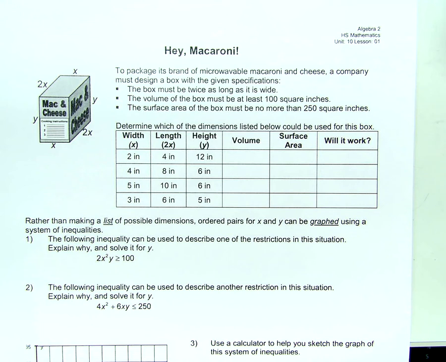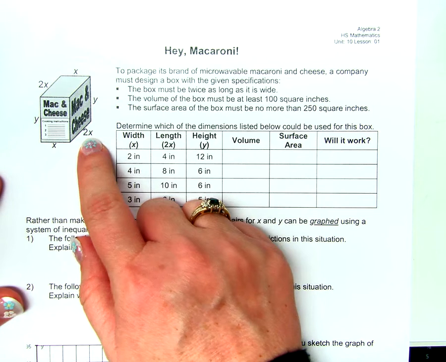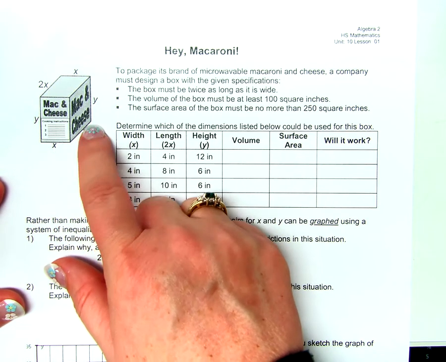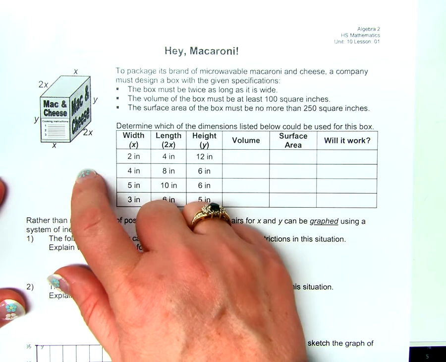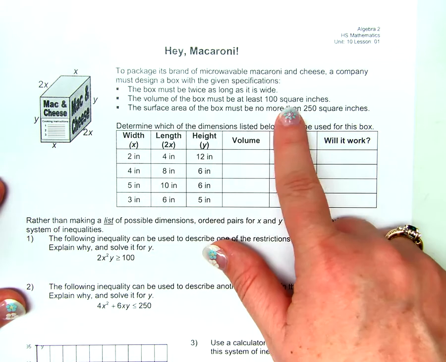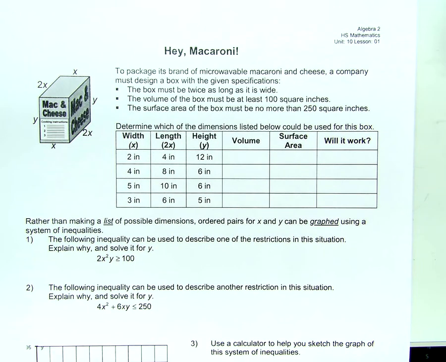Okay? To package its brand of microwave macaroni and cheese, a company must design a box with the given specifications. The box must be twice as long as it is wide. Oh, look, they already have that mark for you. If the width is x, the length is 2x, twice as long as it is wide. The volume of the box must be at least 100 square inches. The surface area of the box must be no more than 250 square inches. So we have a table set up for ourselves here.